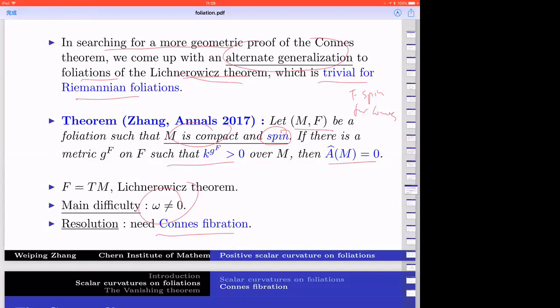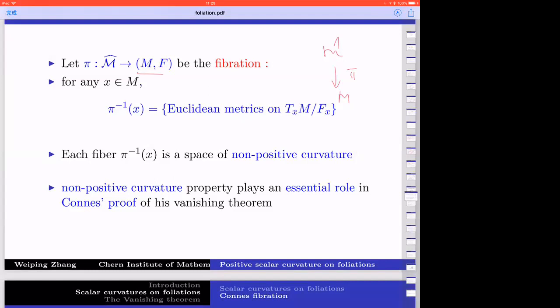But the courage of Connes comes from that he, instead of considering a single metric, considers all the metrics on the transverse bundle. So each fiber is all the Euclidean metrics on this transverse space at x. You consider all these metrics. This is a homogeneous space of non-positive curvature. It is non-compact. And this non-positive curvature property plays an essential role in Connes's proof of his vanishing theorem. So instead of considering one metric, he considered a fibration, considering all these metrics on the fibers.